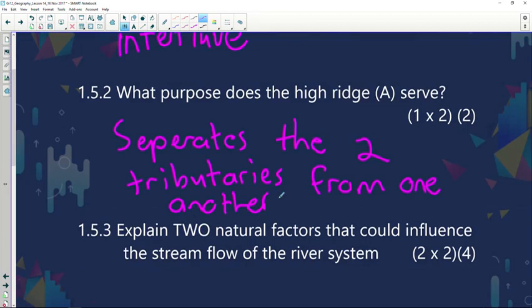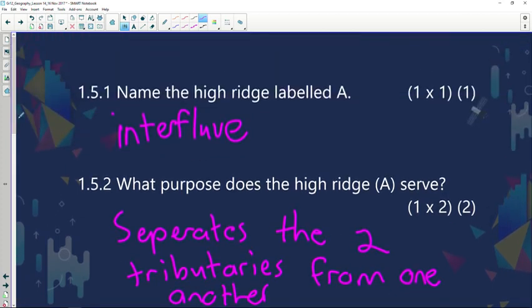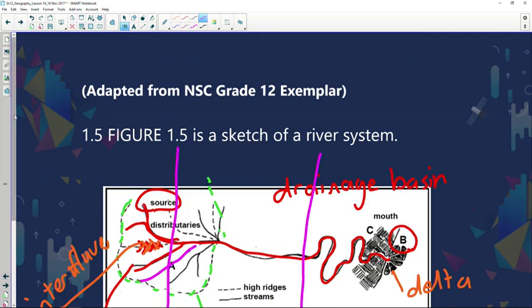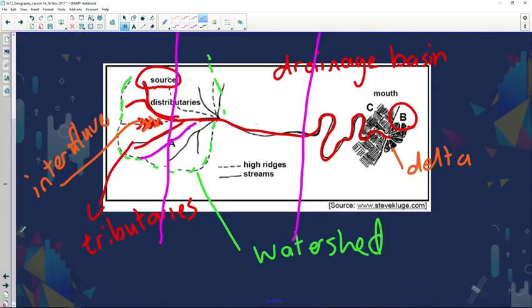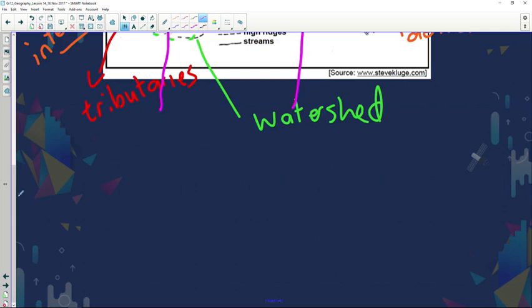Explain two natural factors that could influence the stream flow of the river system, 1.5.3. Now, when we look at the stream flow, that's our first topic. It was our first topic when we looked at geomorphology. It can be surface runoff or it can be underground runoff. So what can influence whether the water is going to be on top of the surface or infiltrate below the surface? Now, if we look at, let's say, a drainage pattern, we look at two dendritic patterns, as you can see.